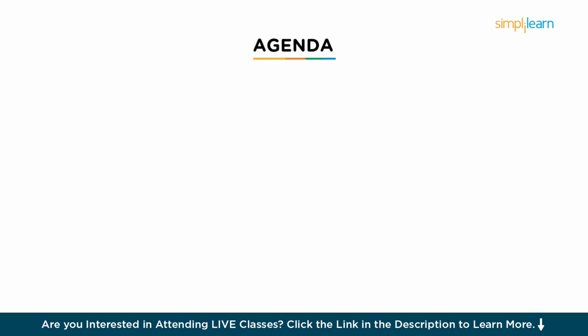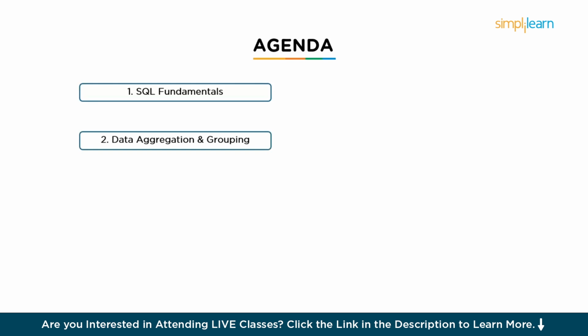To guide our learning journey today, we have structured this masterclass into 7 distinct modules, each building upon the last to ensure a comprehensive understanding. We will begin with the absolute SQL fundamentals, covering basic commands and database concepts. Then we'll move on to data aggregation and grouping, learning how to summarize large datasets efficiently. Next, we'll explore joining tables, which is a crucial skill for combining related information from different parts of your database.